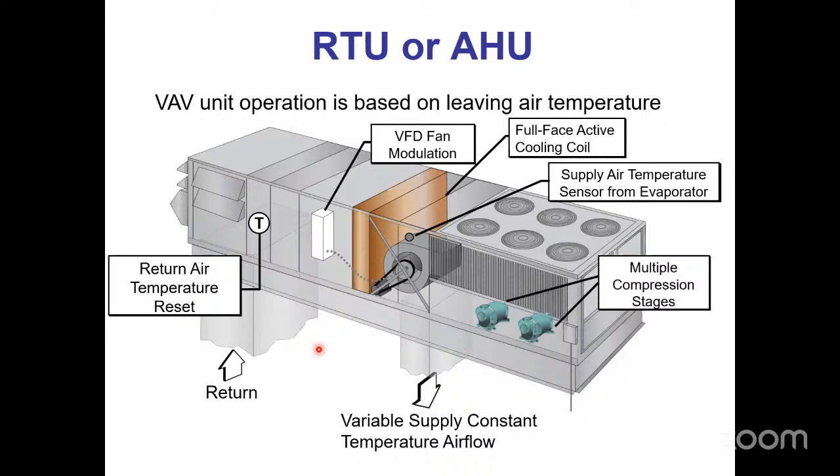I'd like to have 8 stages of compression. If you can't get me that, 6 is really, really good. 4 is the bare minimum. If you can't get 4 stages of cooling, you should not put this in a VAV application.